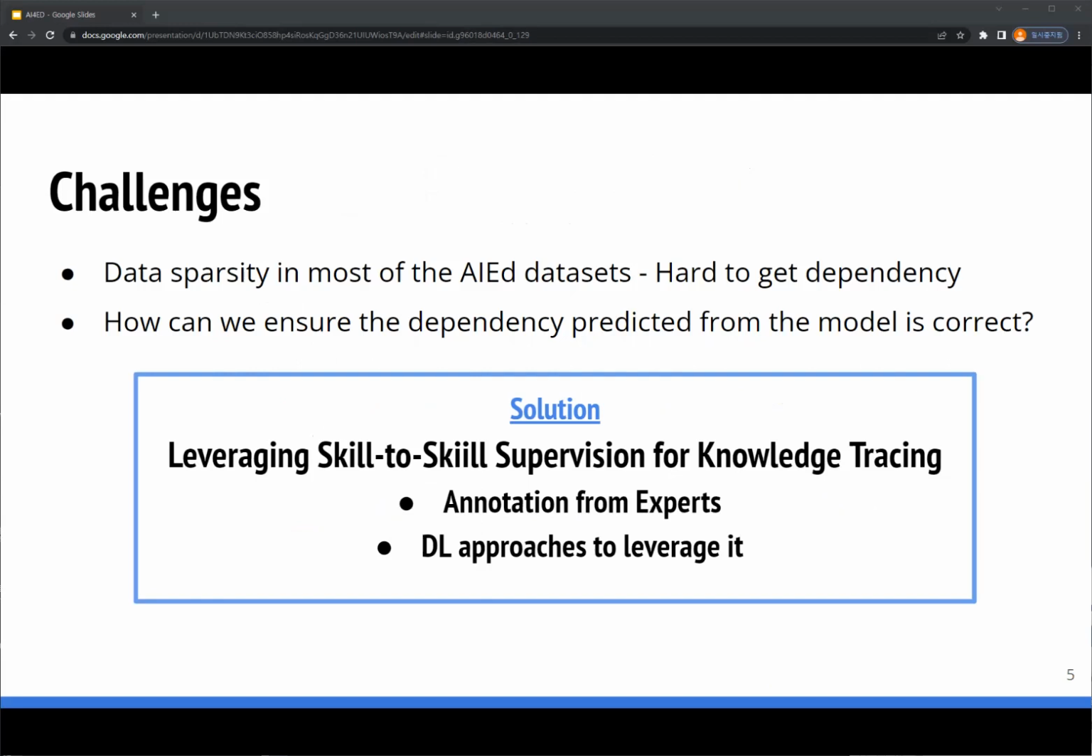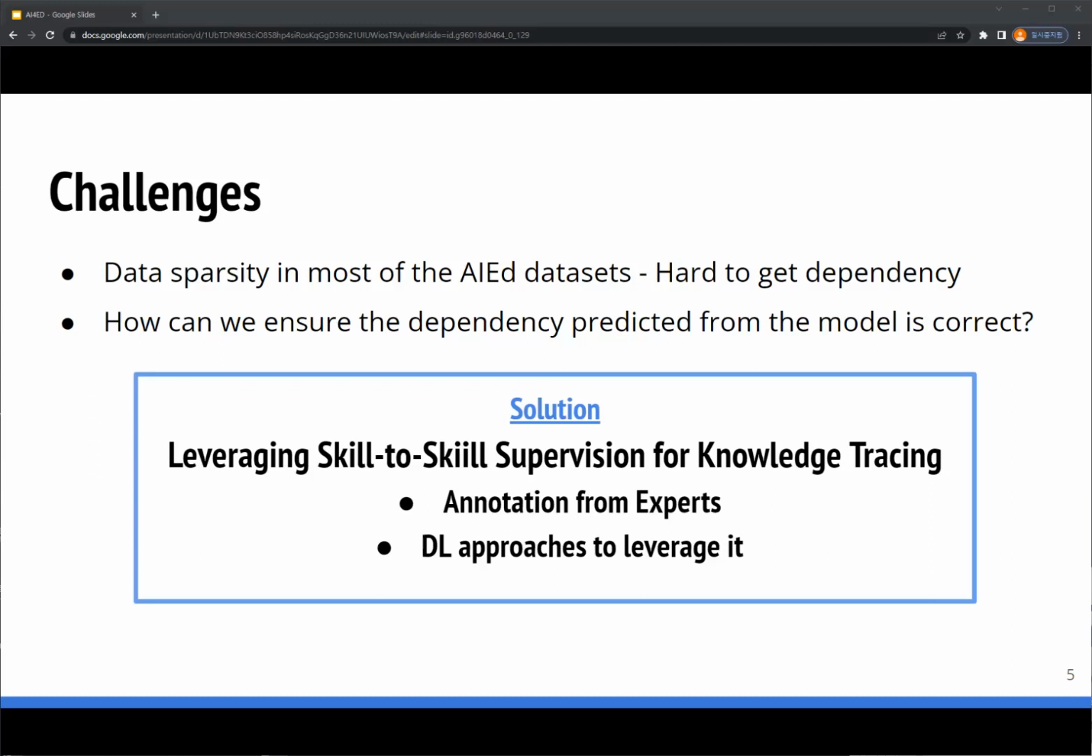Also, data sparsity is a well-known issue in many AI education datasets. It may be very hard to determine the relationship between knowledge components from sparse data. Also, we may not be able to ensure the dependency relationship from our trained knowledge tracing model is correct. Thus, we need the ground truth relationship to cope with all the challenges.